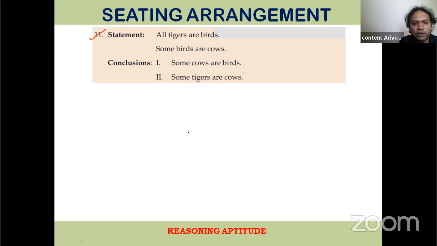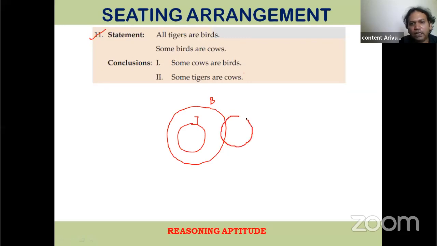All tigers are birds. So tigers will be inside the bird circle. The tiger circle is inside the bird circle. And some birds are cows. So the bird circle and the cow circle will have some overlap. Now the first statement here, some cows are birds. If you look at this, some cows are birds is correct. So this is true. It follows logically.